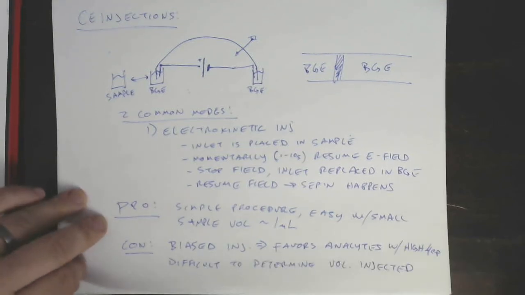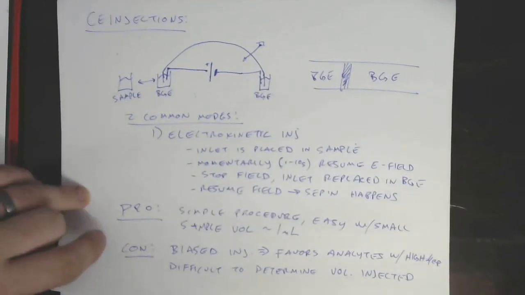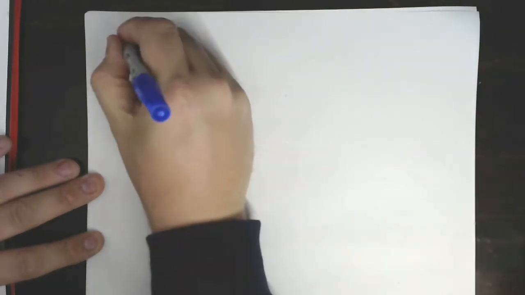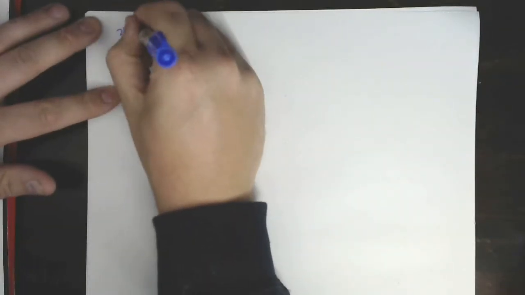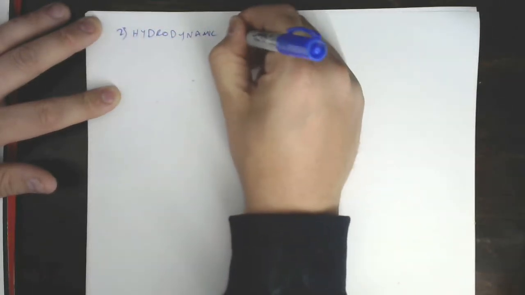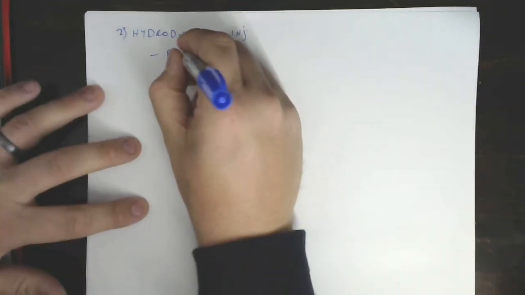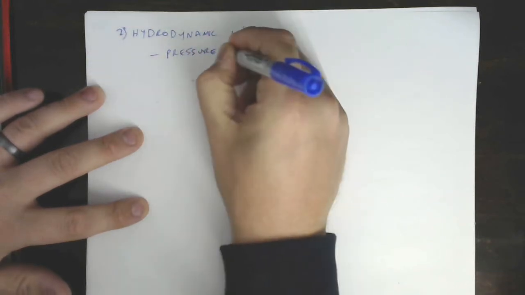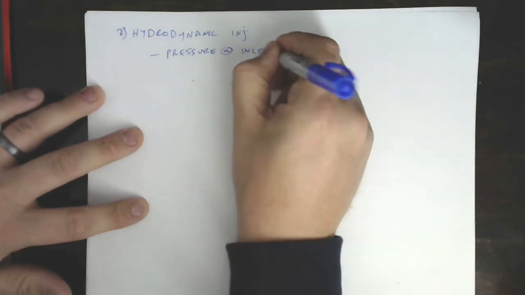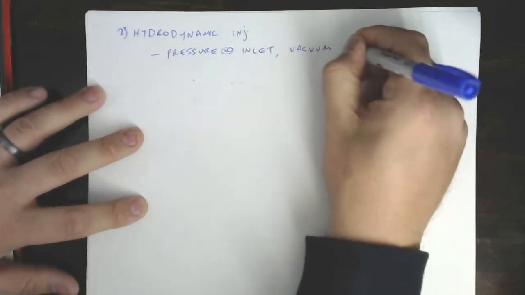So pretty much specifically to address this problem right here of the biased injection, there is a second methodology. That second methodology, number 2, is called hydrodynamic injection. And in a hydrodynamic injection, we use pressure at the inlet, or sometimes vacuum at the outlet.